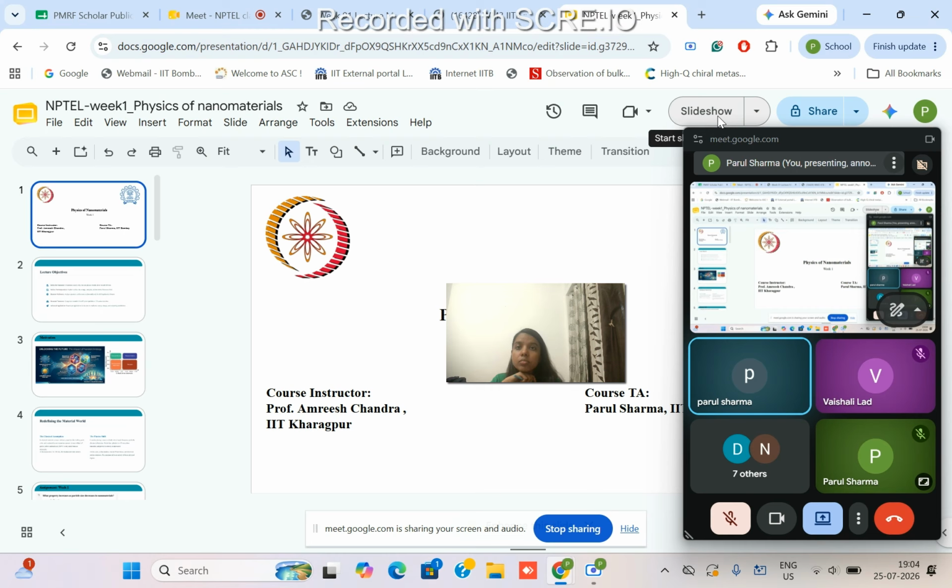Which dimension class has all three dimensions lesser than 100 nanometer? So zero dimension. For the zero dimensional materials, all three dimensions were lesser than 100 nanometers. In 1D, it was only in one dimension. In the two dimension, the size was lesser than 100 nanometer, but in one dimension, it was greater than 100 nanometer. So the correct answer is option D, where we have all three dimensions lesser than 100 nanometer.